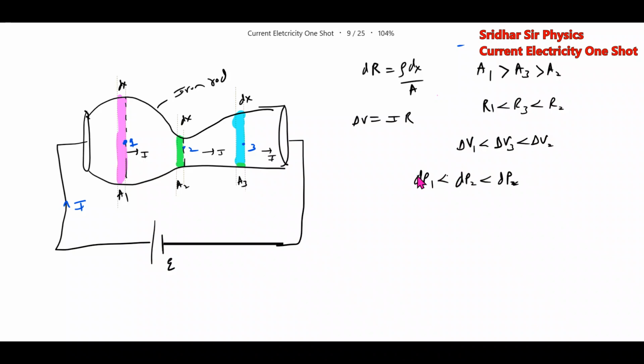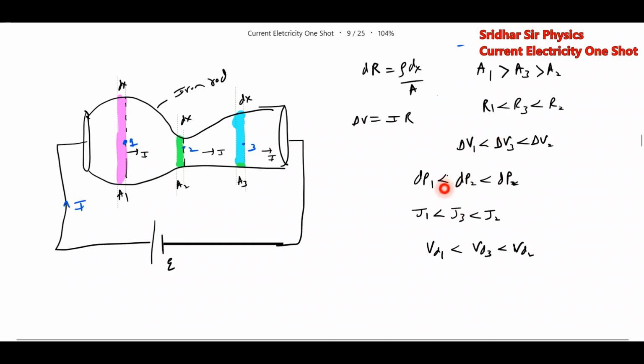There's a power dissipation. Then what about the drift speed? First we'll calculate the current density. Current density will be J1. Current density J equal to I by A, J1 less than J3 less than J2. Then the speed and current density are directly proportional. So VD3 less than VD2. So here the electrons will have less speed. Where will they have more speed? At this point, the electrons will have more speed than at this point.